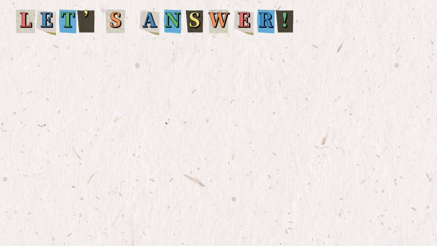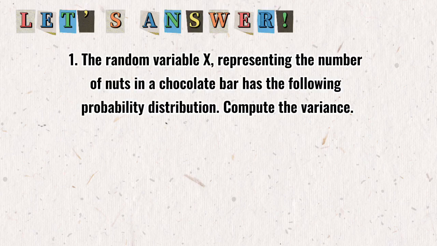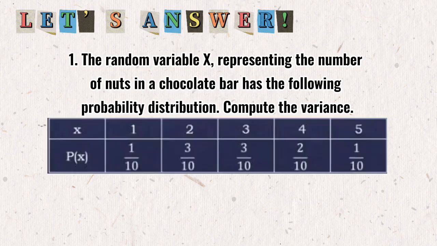So now let's try to answer the following problems using the formulas that we discussed. Number 1. The random variable x representing the number of nuts in a chocolate bar has the following probability distribution. Compute the variance. Before we compute the variance, we first need to compute the mean. Let's compute first the value of the mean.